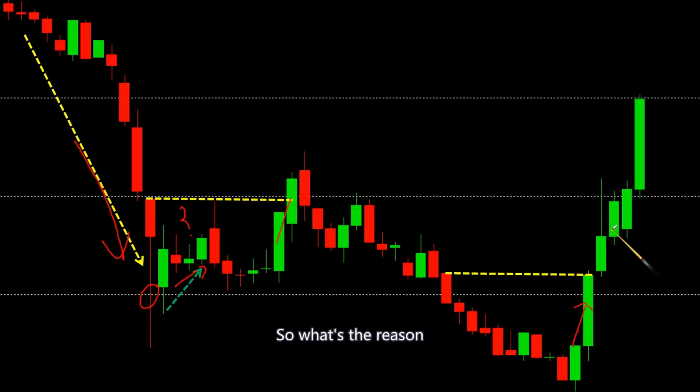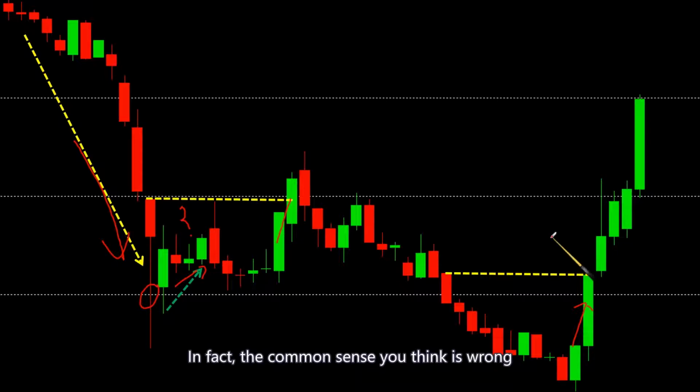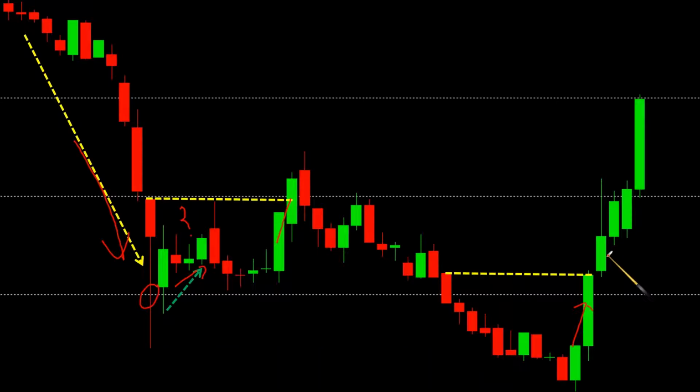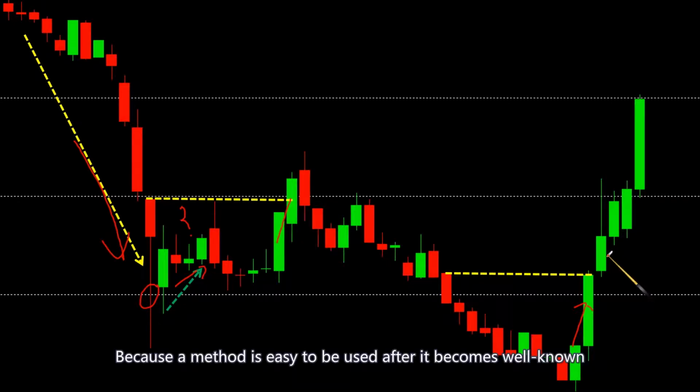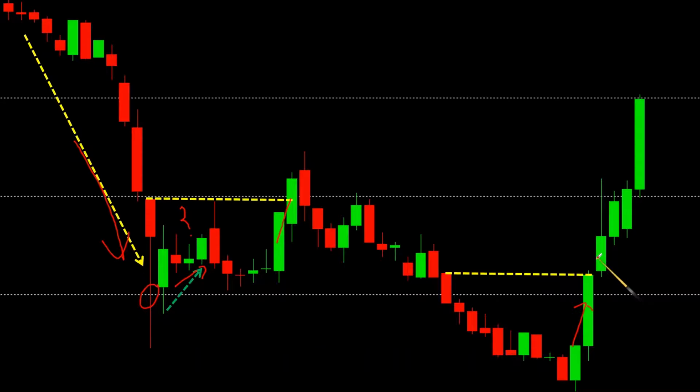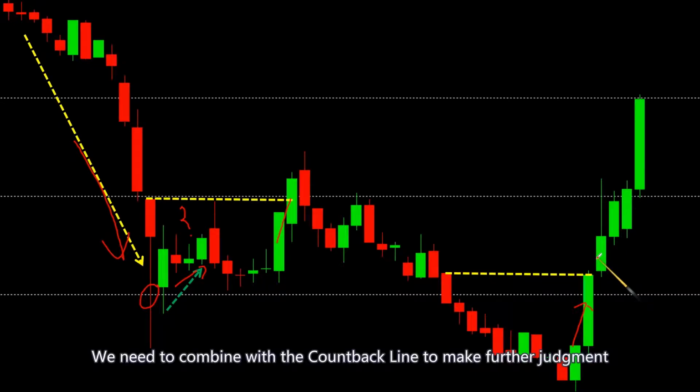So what's the reason? In fact, the common sense you think is wrong. Your inference is based on the trap set by the bankers. Because a method is easy to be used after it becomes well known, how can we find the real resistance in the market? We need to combine with the Countback line to make further judgment. Firstly, let's look at this demonstration.